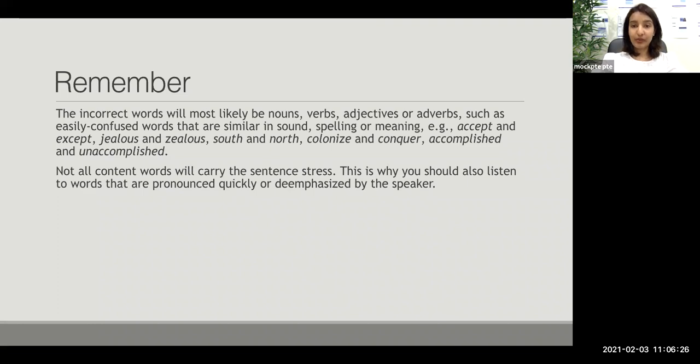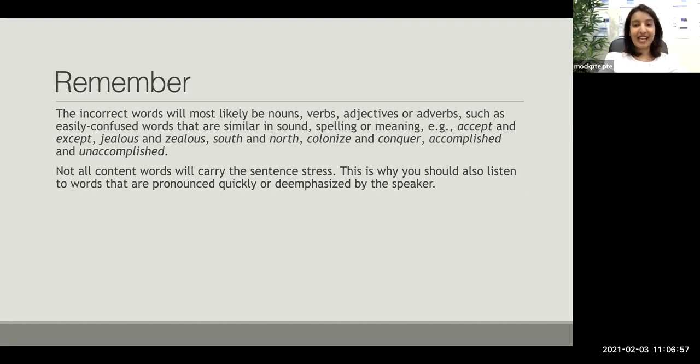And also, while you read the paragraph, don't simply read without understanding it, because some of the words, if you read them along with the context, won't make sense. So just from the meaning also, you will be able to figure out which word is not matching the audio. And also, in many of the audios, not all content words will carry the sentence stress, because the words that they say differently from the transcript, they'll say in a very low voice, or they will de-emphasize it. So if you do not listen carefully, or if you do not read carefully, you could easily miss them.